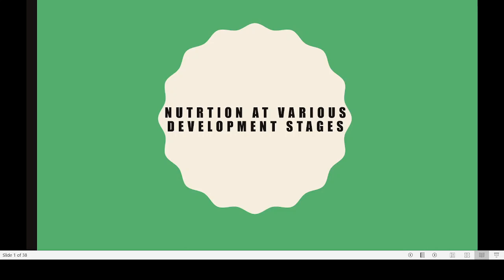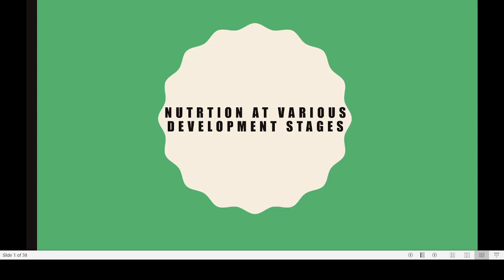Okay. So various developmental stages means we have to study what are the important types of nutrients which are needed by the body mainly at three stages. One is during infancy, then we have to understand the nutritional requirements during pregnancy and lactation.